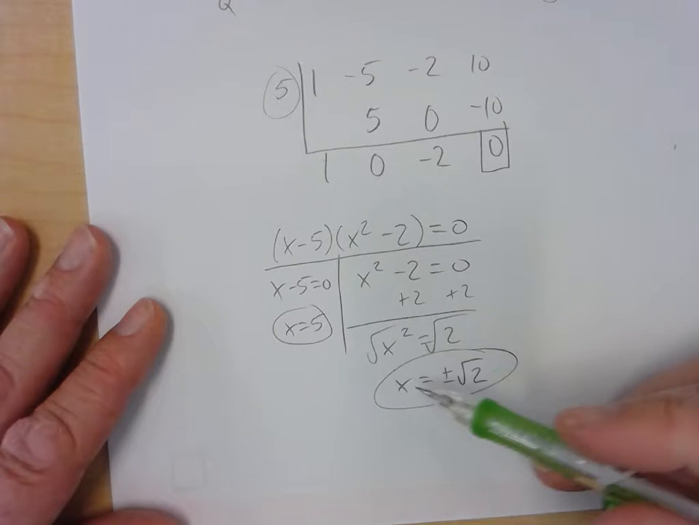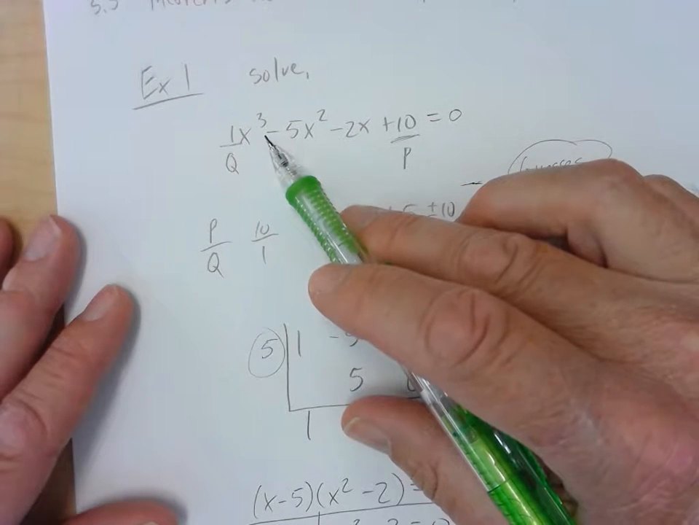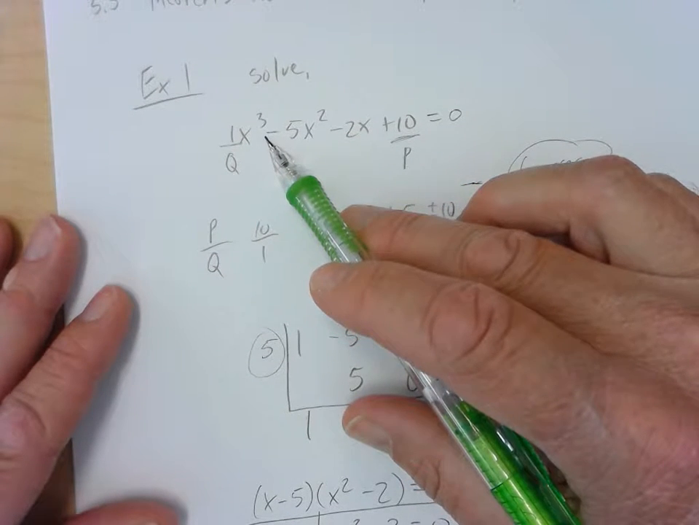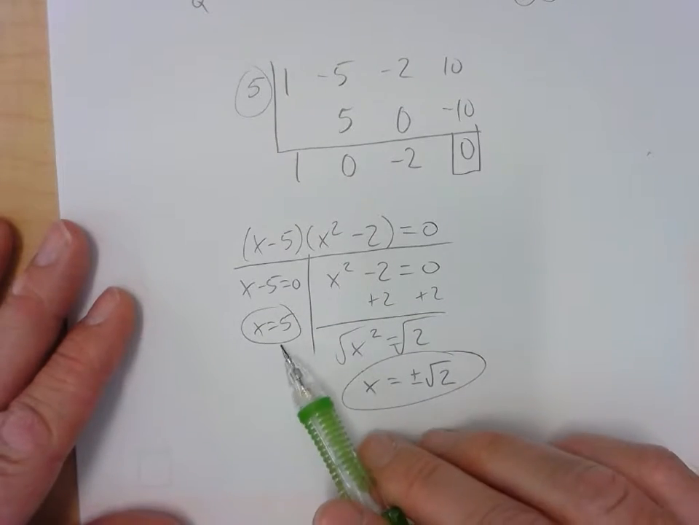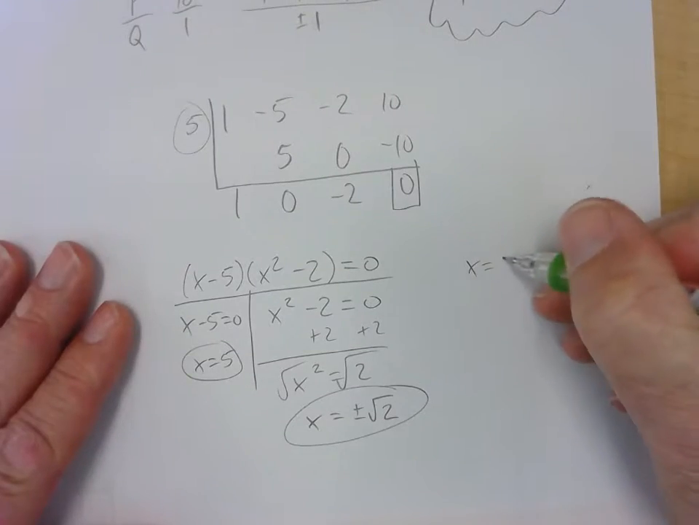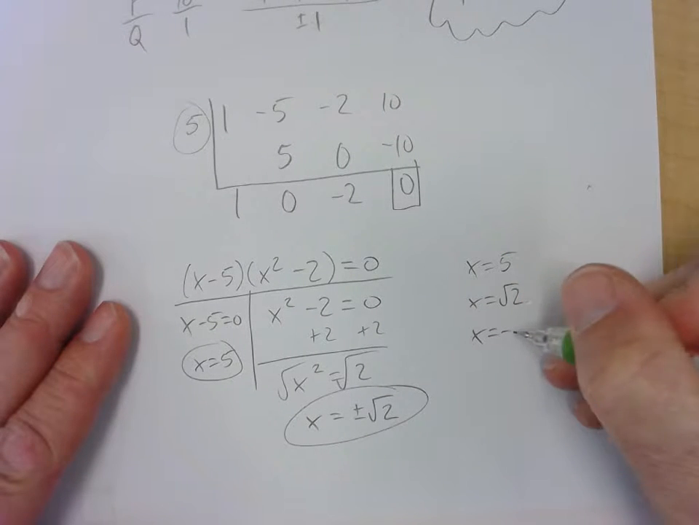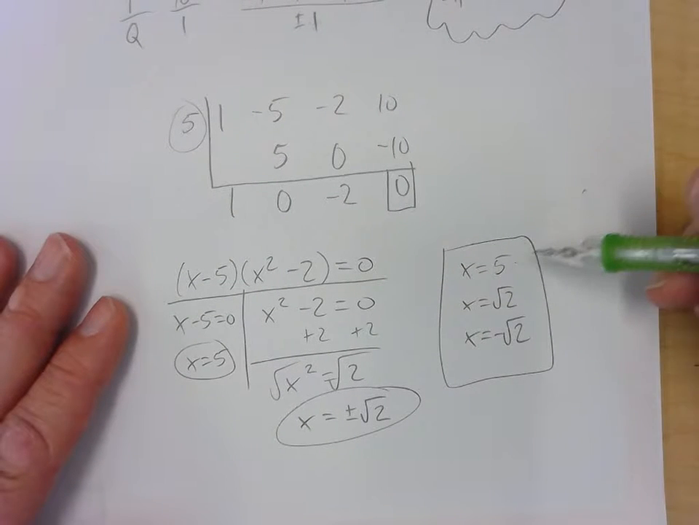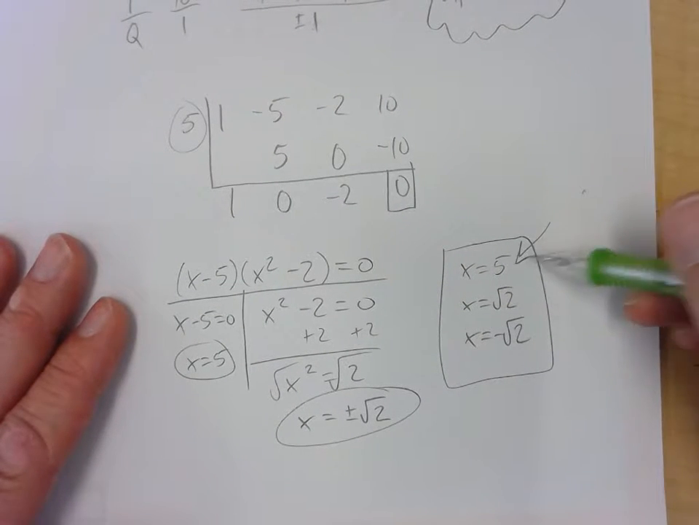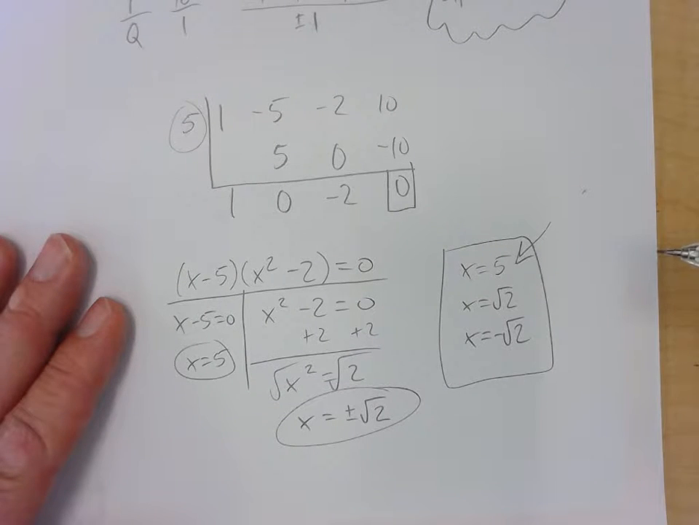So I have three solutions. I have x cubed, which means there are three solutions to the problem. And there they are. There's x equals 5, which I found by synthetic division. x equals the square root of 2. x equals negative the square root of 2. Those are my three solutions. The rational roots theorem gave us this rational solution, and the other two are irrational.